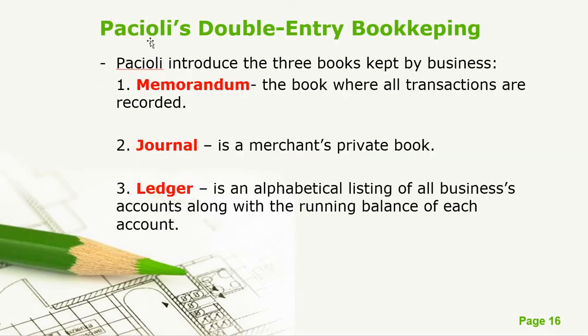Then under the Pacioli's double entry bookkeeping, he introduced the 3 books kept by business. So first is the memorandum. This is the book where all the transactions are recorded. And then noon, meron silang journal, which is the merchant's private book. Tapos meron siyang ledger, which is an alphabetical listing of all business accounts along with the running balance of each account.